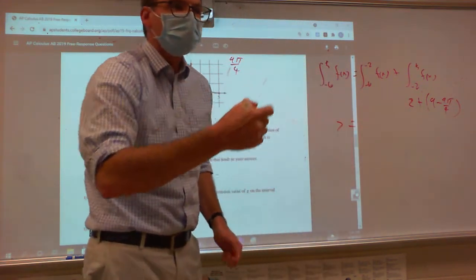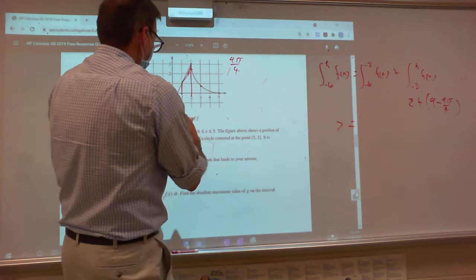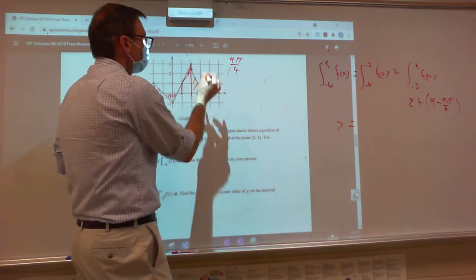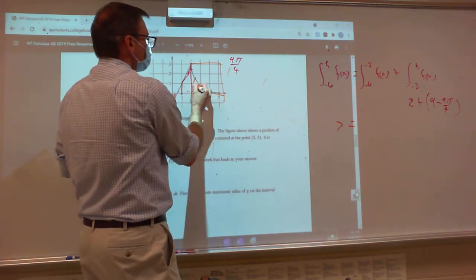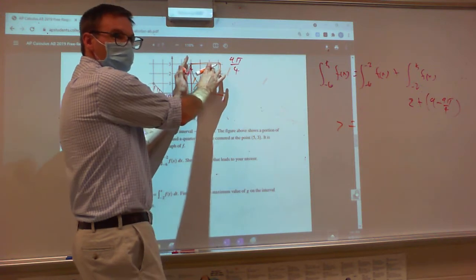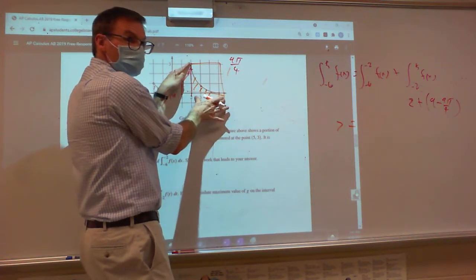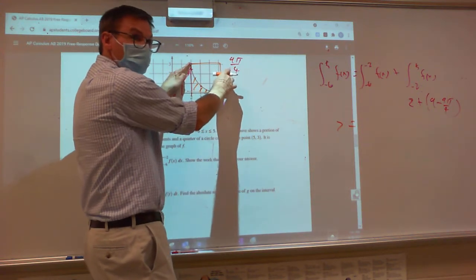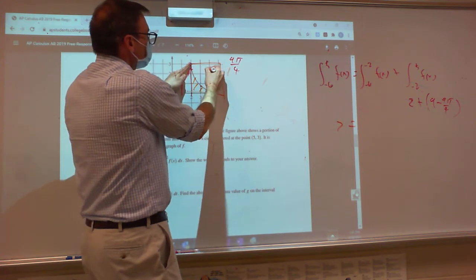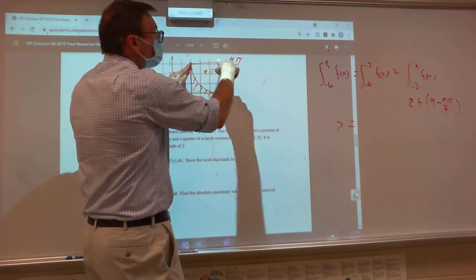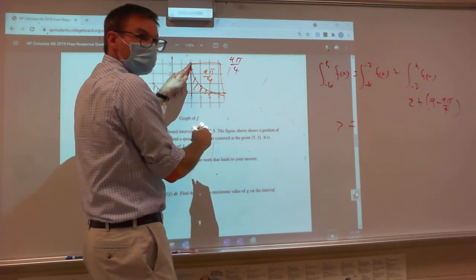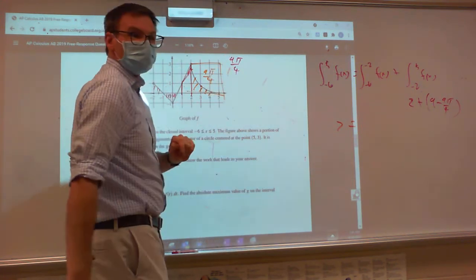Yes, what? How'd you get the 9 minus 9 pi over 4? So I'm looking for this area. Do you see that this area is a square minus part of a circle? Okay. And so the area of that square is 3 times 3, which is 9. And then the area of this circle, well, a full circle would be 9 pi, but I only want a fourth of it. Okay. So then I have 9 minus 9 pi over 4. Okay.